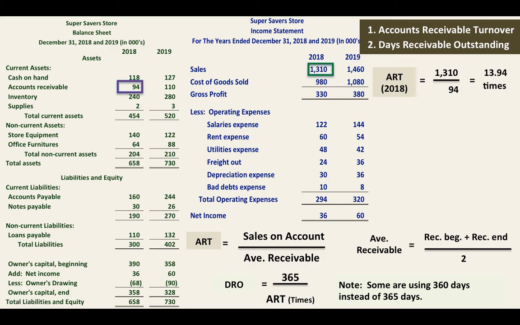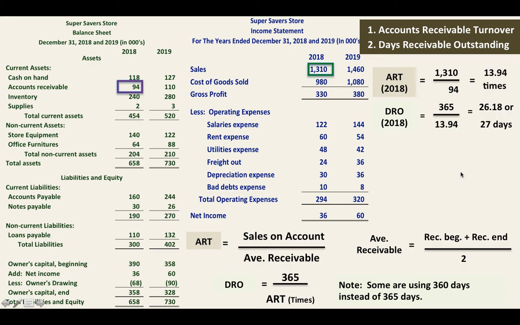And to get the days receivable outstanding, it will be 365 days over 13.94 times, and you will get 26.18. Or it is better that in rounding off the days, it should be rounded up to the next day, which is 27 days. Even how small, for the conservatism principle, we have to round it up to the next day. So here, the days receivable outstanding for 2018 is 27 days.